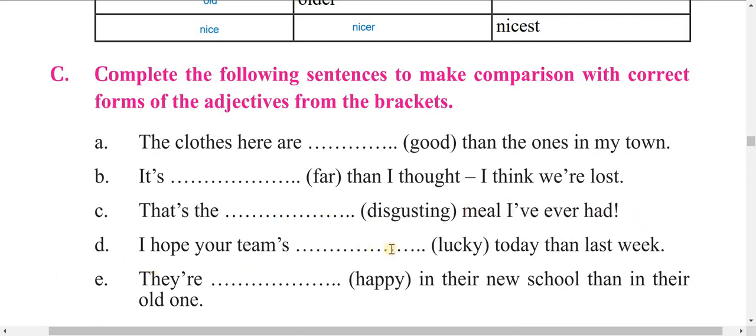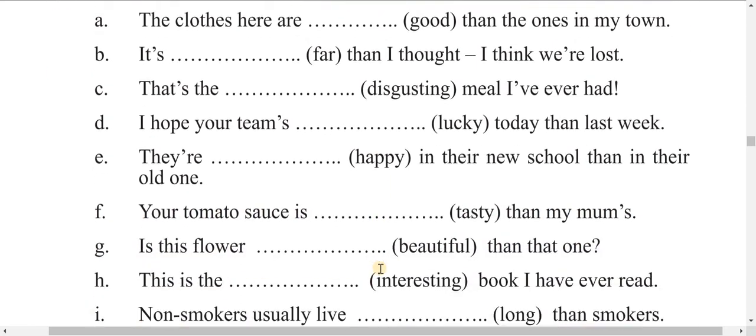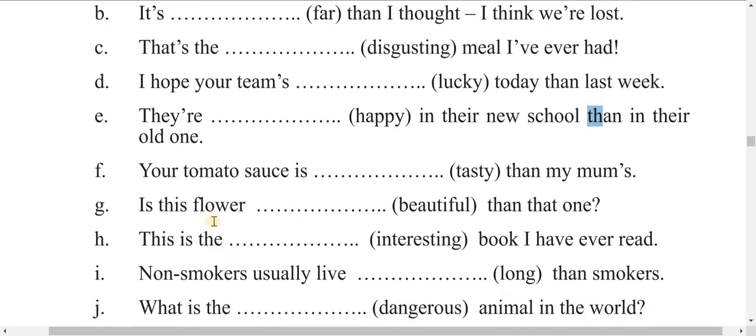D. I hope your team is luckier, L-U-C-K-I-E-R, because than is here. Okay, keep in than. Luckier, L-U-C-K-I-E-R, luckier. E. They are, let's say, happier, H-A-P-P-I-E-R, happier, because you can see than is here. Here is than, so happier, H-A-P-P-I-E-R. Okay. Next one. Your tomato sauce is tastier than my mom's. Tastier, T-A-S-T-I-E-R, tastier.